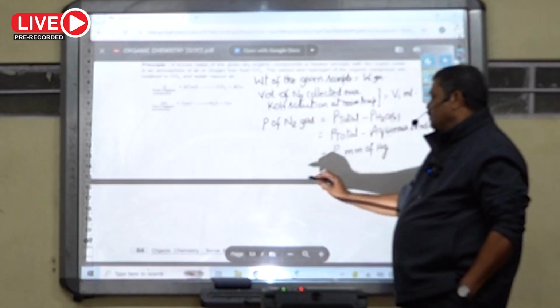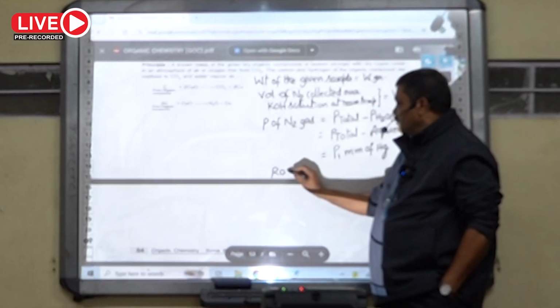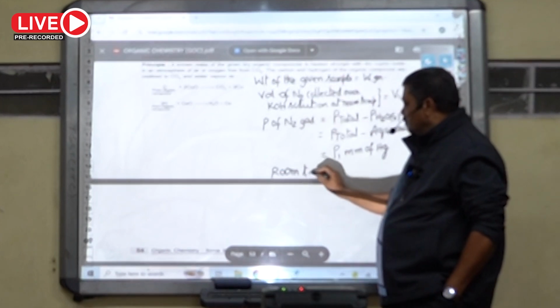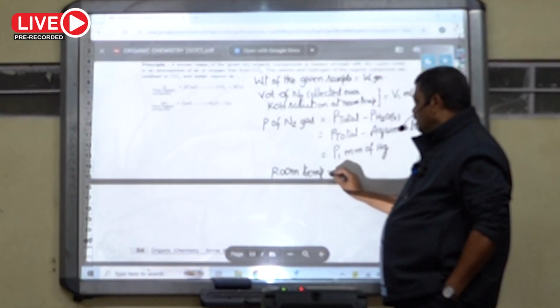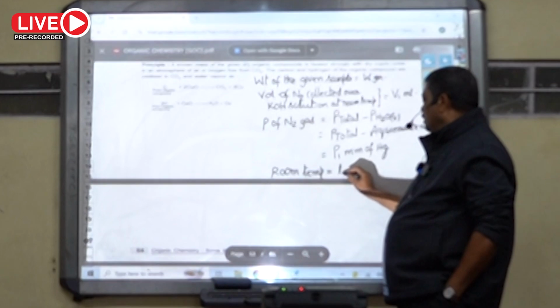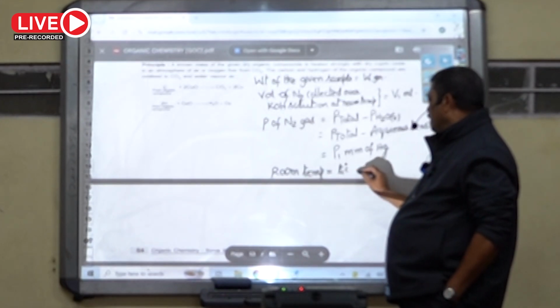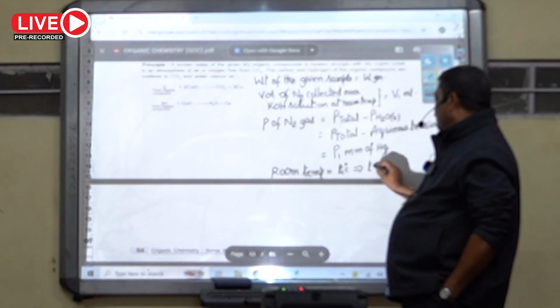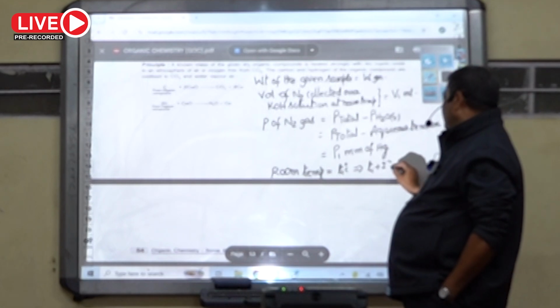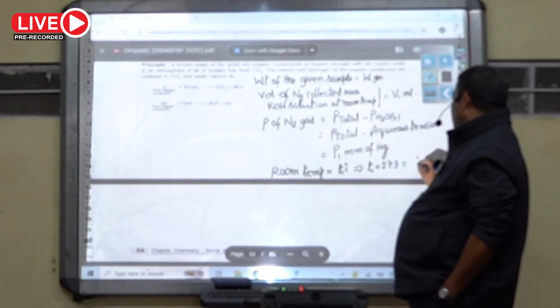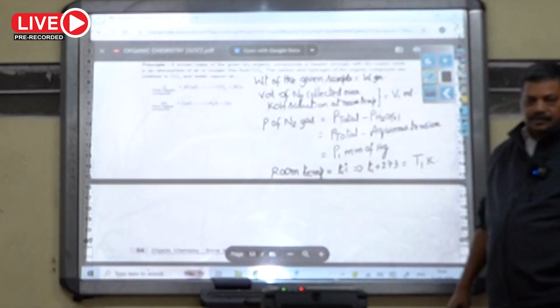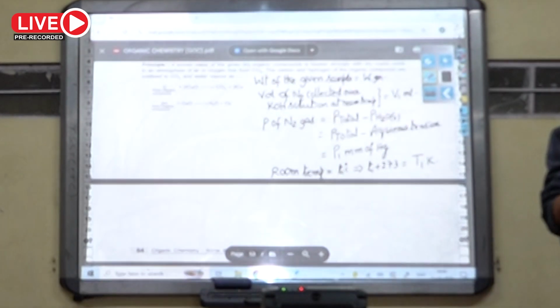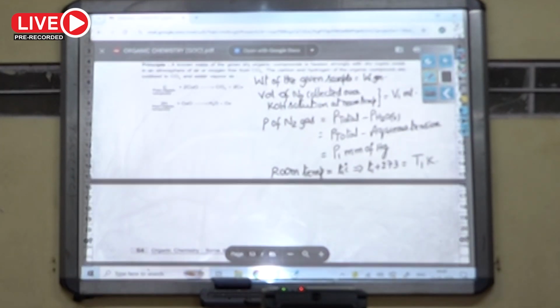Room temperature is equal to T1 degree centigrade, that is T1 plus 273, that is equal to capital T1 Kelvin. So here a little bit annoying factor is, what is this aqueous tension and all this stuff?